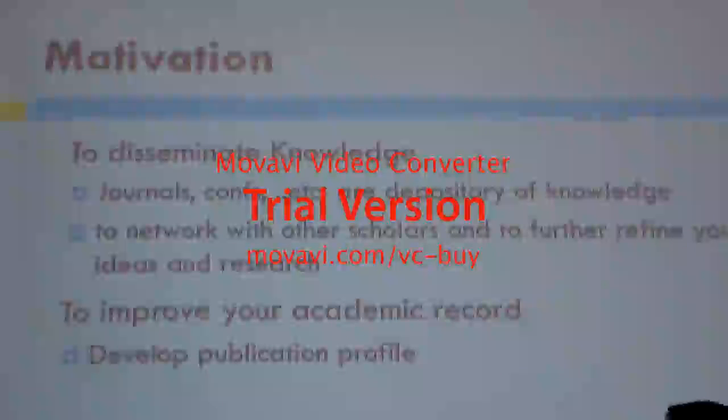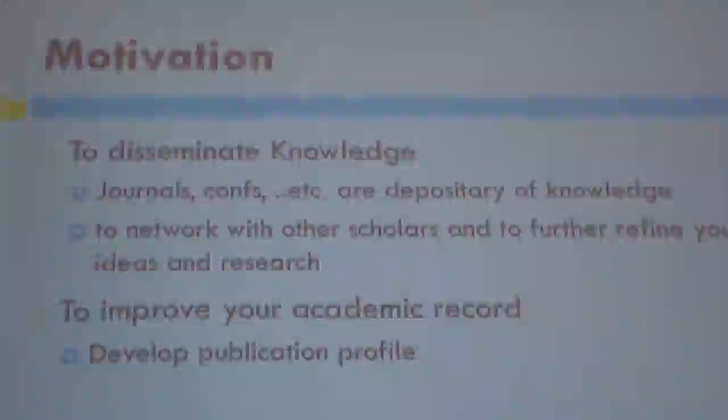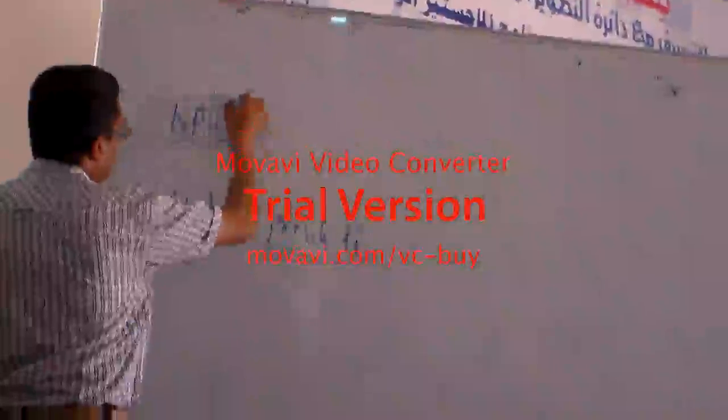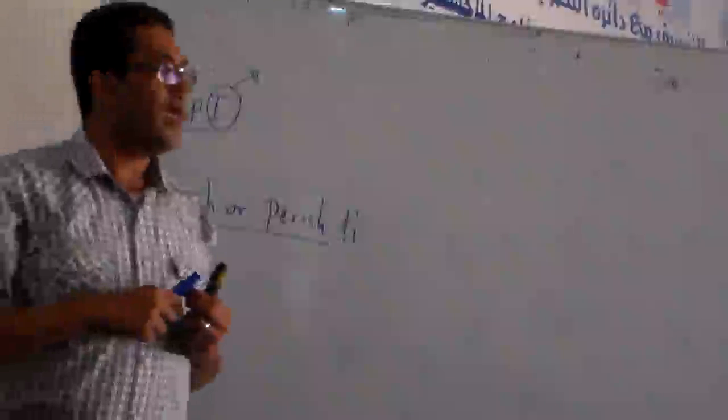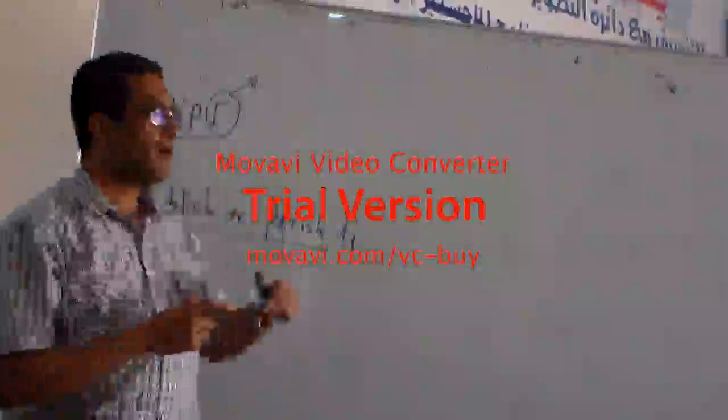So this is the first reason why we need to publish: first, to disseminate knowledge. Second, to improve your academic record. In the top universities, or at least in the universities that have some standards to promote their lecturers or researchers, they ask researchers to publish something every year. Yes, they have what they call KPIs, key performance indicators. This indicator is very important for every lecturer, for every employee in the university. One of the main things in the KPI is the publication.